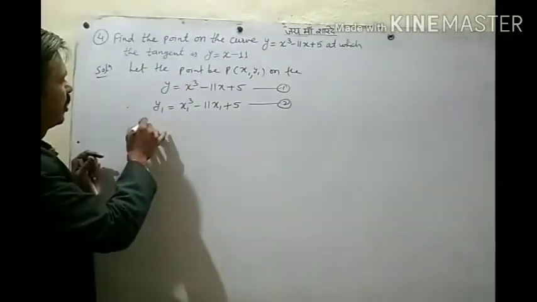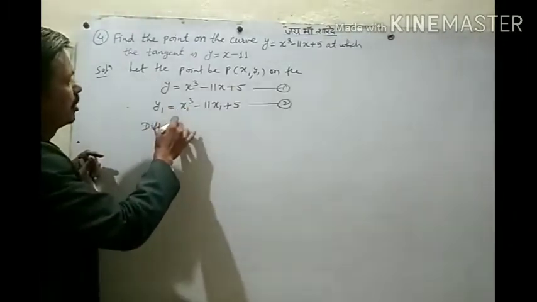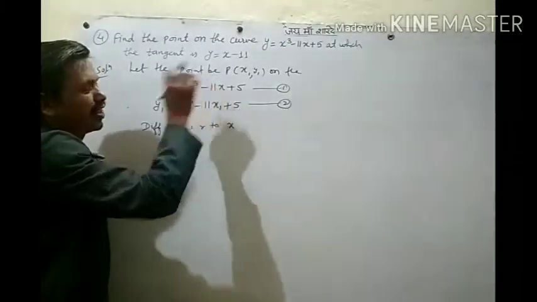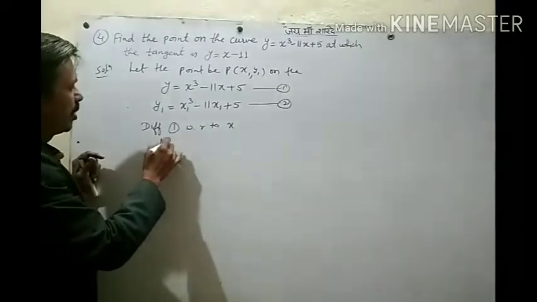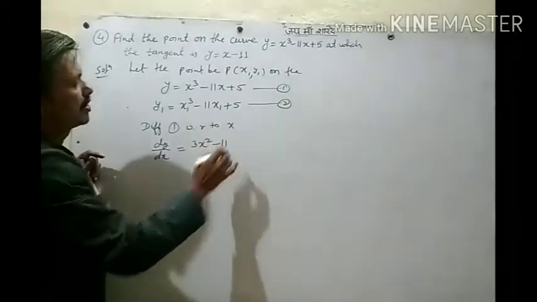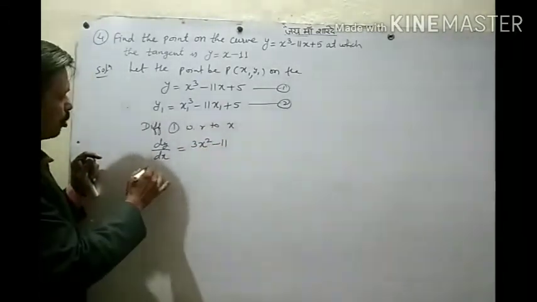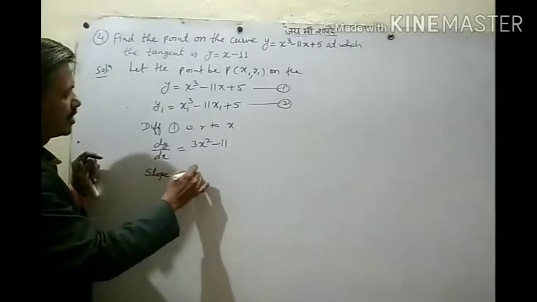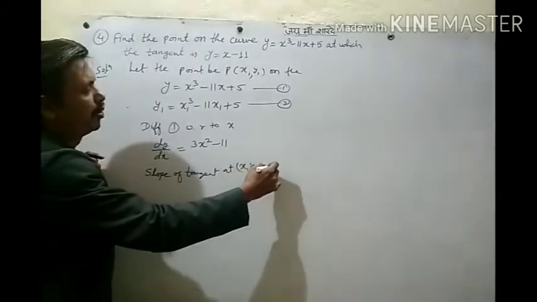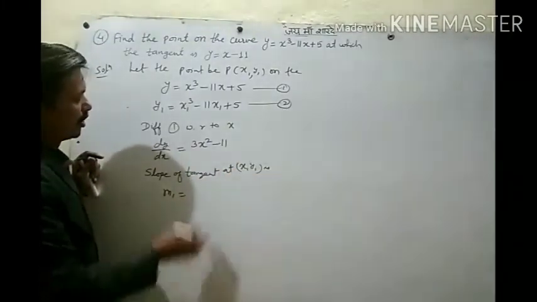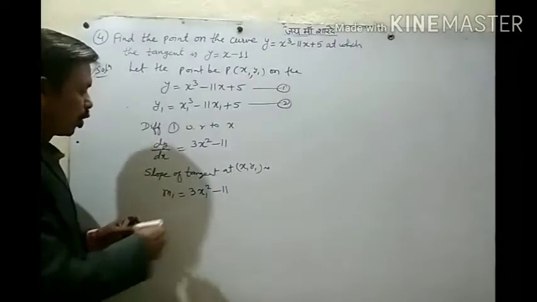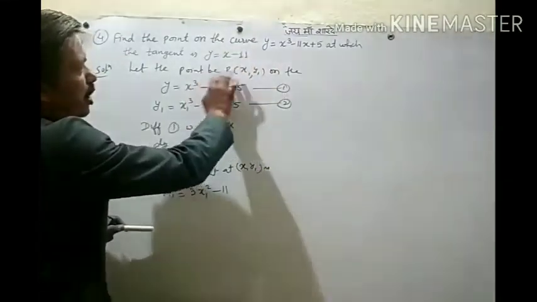Now we differentiate this one with respect to x, to find slope of tangent. Then we get dy by dx, derivative of this, 3x square minus 11. The slope of tangent at (x1, y1) will be, say, m1, that will be 3x1 square minus 11. So this is slope of tangent of this curve at point P.